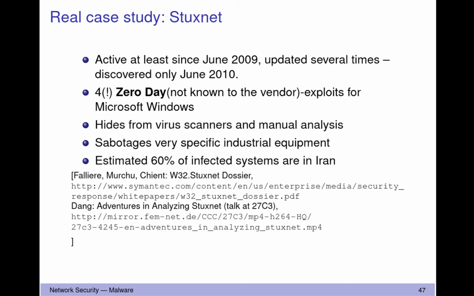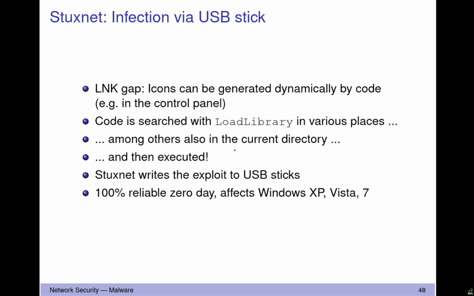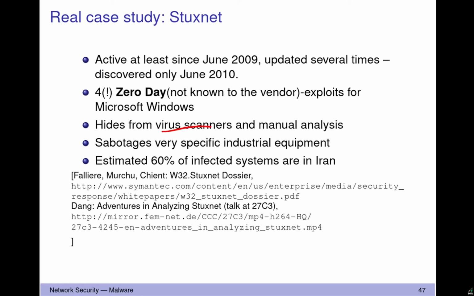At that time, it was using four zero-day attacks. That means exploits in Microsoft Windows not known to the vendor. So there were four unknown vulnerabilities that were used to gain access to the system, to escalate privileges, and then to run undesired activities. It hides from virus scanners. Obviously, it was not known: no signatures, no strange behavior, and it was also hidden from manual analysis.